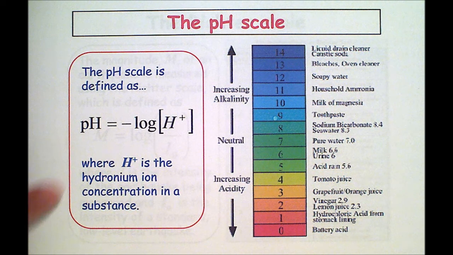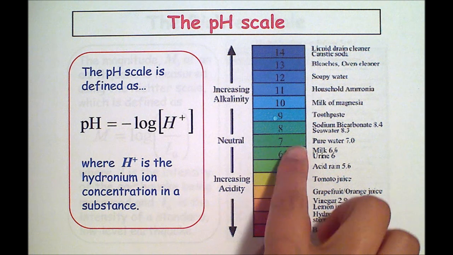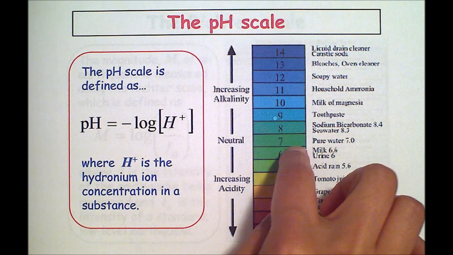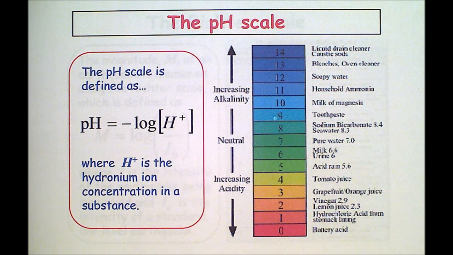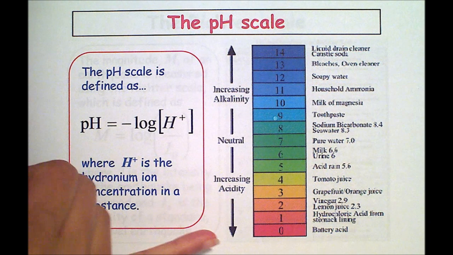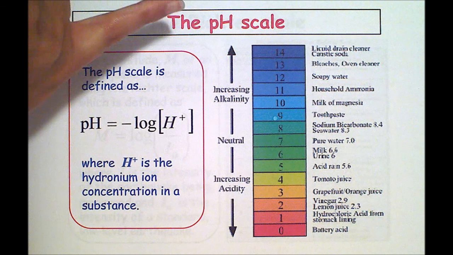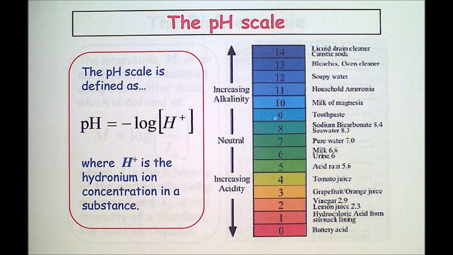So H plus is the hydronium ion concentration in a substance. Okay, so you are familiar with the pH scale. A pH of 7 represents a neutral pH. And so something like pure water has a pH of 7. And then the lower the pH, the more acidic it is, and the higher the pH, the more basic it is. So that's something you're familiar with in your general science courses.